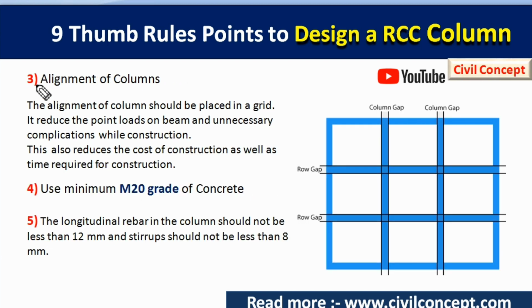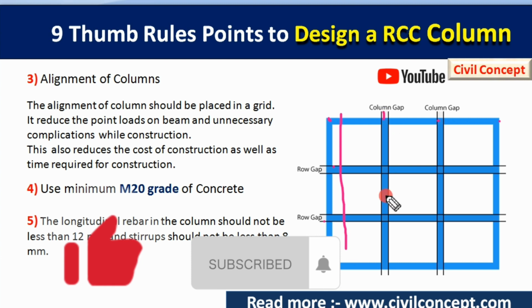Now our third point is the alignment of the column. The alignment of the column should be placed in a grid. You can see in this picture these beams and columns have been placed in a grid. If we put one column here and another column here, then it will not be called a grid. Now if you see, one column is here, one column is here, and these columns are placed in this line, this line, this line. So this type of arrangement of columns is known as a grid.